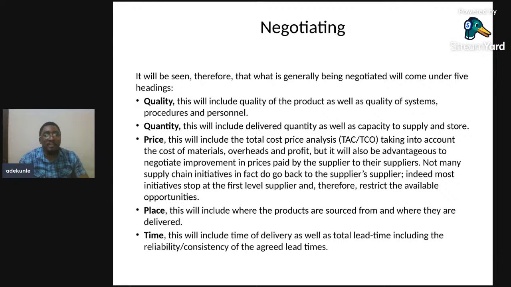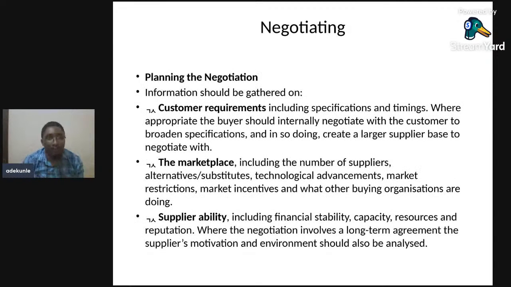So now it will be seen that generally negotiation will come under five headings. You're negotiating for quality, quantity, price, place, and time. Those are the headings you're negotiating on. Of course, what do you do when you're planning negotiation?